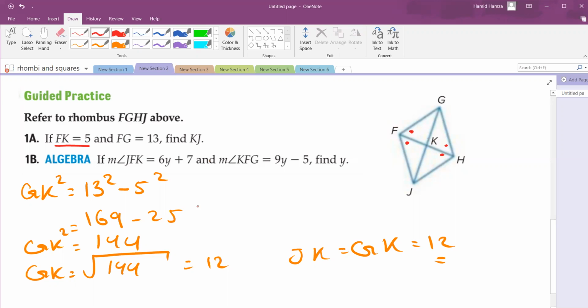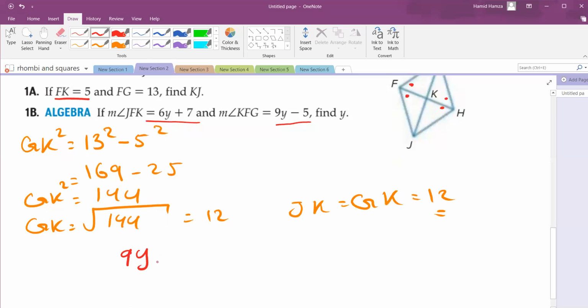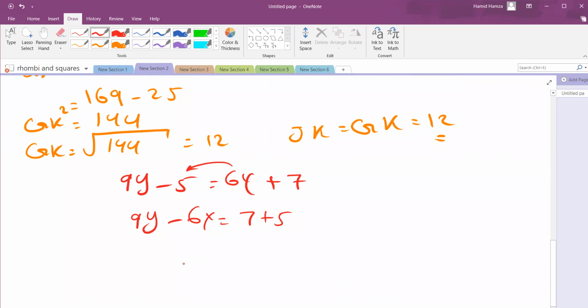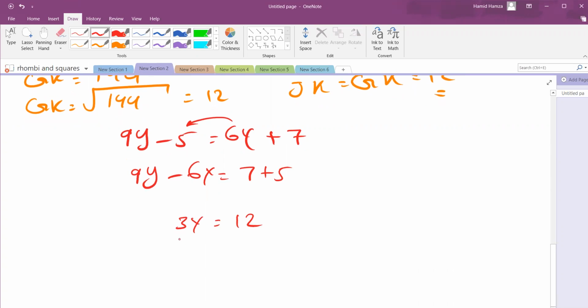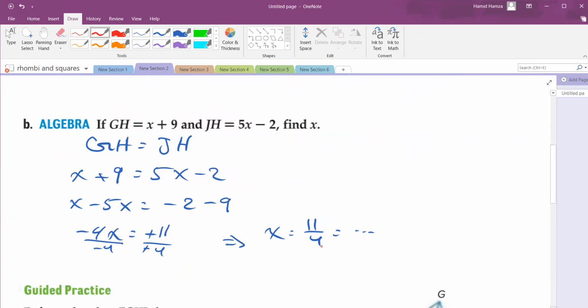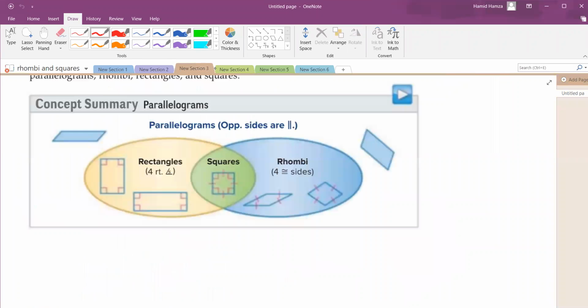That means 9y minus 5 equals 6y plus 7. So this is the relation. So we'll solve this equation. 9y minus 6y equals 7 plus 5. So 9 minus 6 is 3y, and this one is 12. Divided by 3, divided by 3. So y equals 4. So we wanted to find the value of y. Okay.